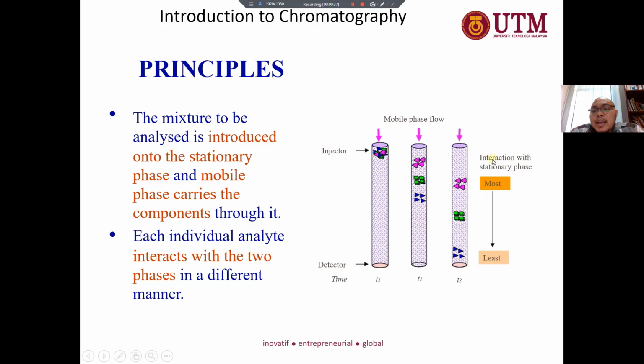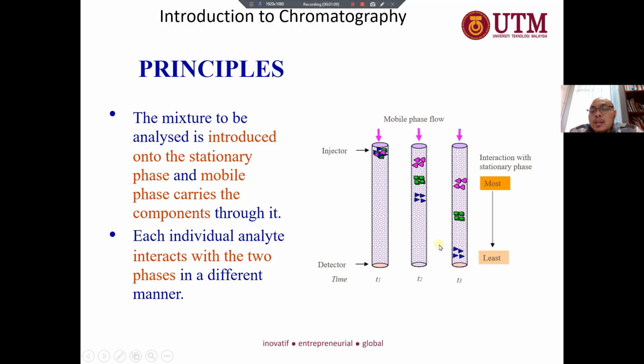So the analyte that interacts with the stationary phase the most will elute last. The analyte that has the least interaction with the stationary phase will be eluted first. It means that the analytes that love the stationary phase most will attach to the stationary phase the most, and then they will elute last.